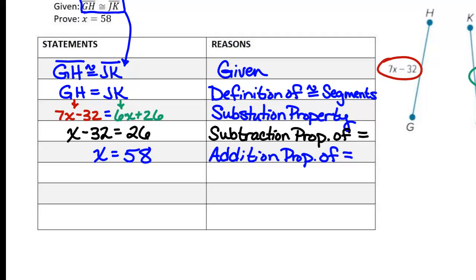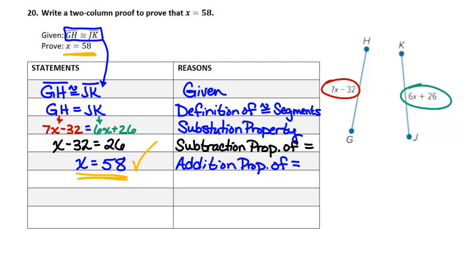What were we supposed to prove? x equals 58. I'm done. I didn't have to use up all my lines. What are you confused about? It is okay to have leftover lines.